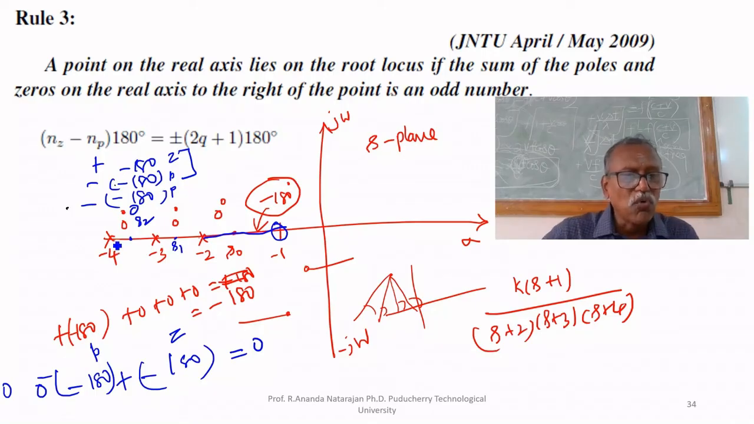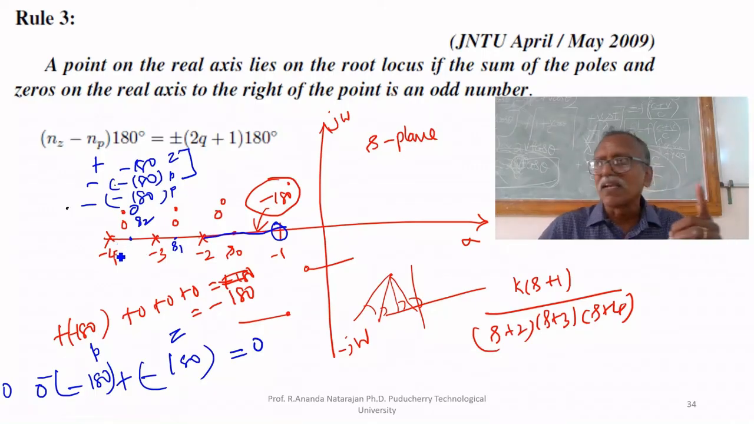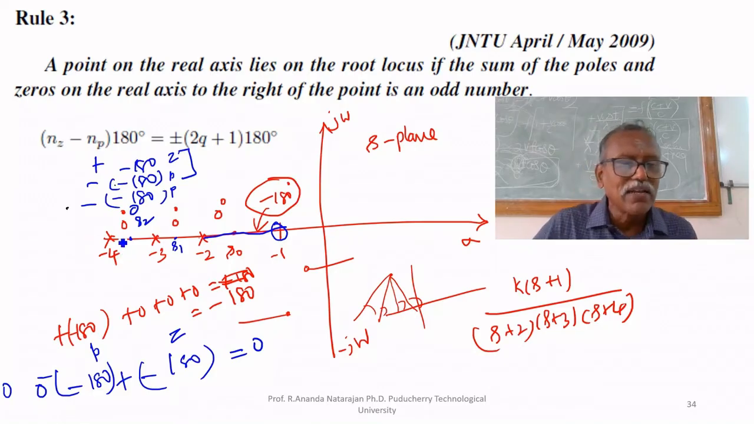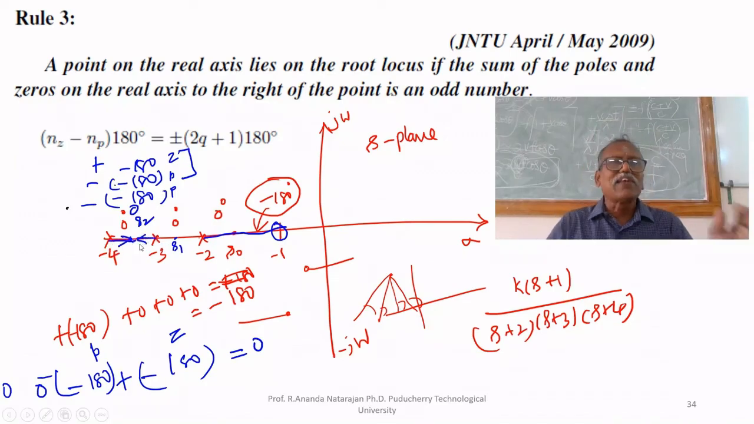Therefore, always we said open loop pole is the starting point. Therefore, minus 4 is also a starting point. Minus 3 is also a starting point. Therefore, if minus 4 is a starting point and minus 3 is also a starting point, that's why they will come and meet at one point.